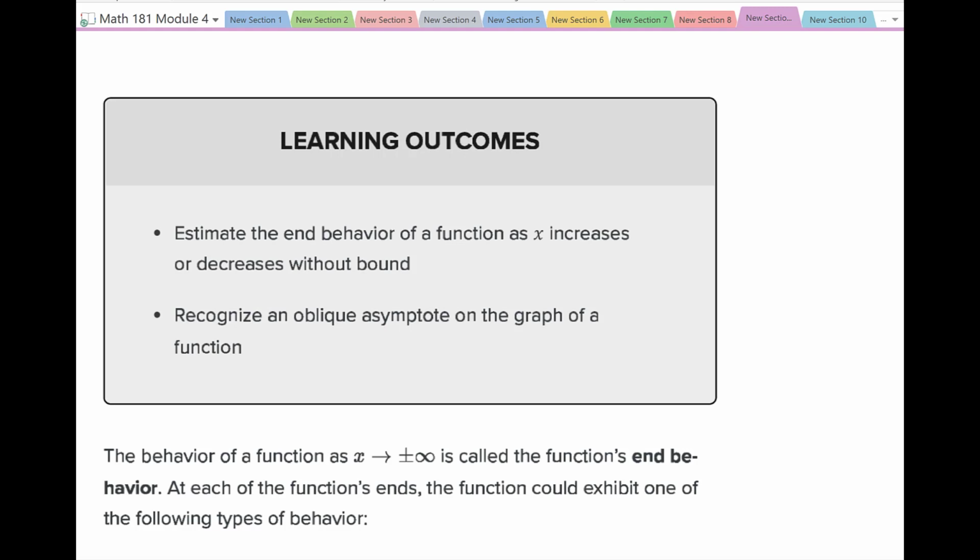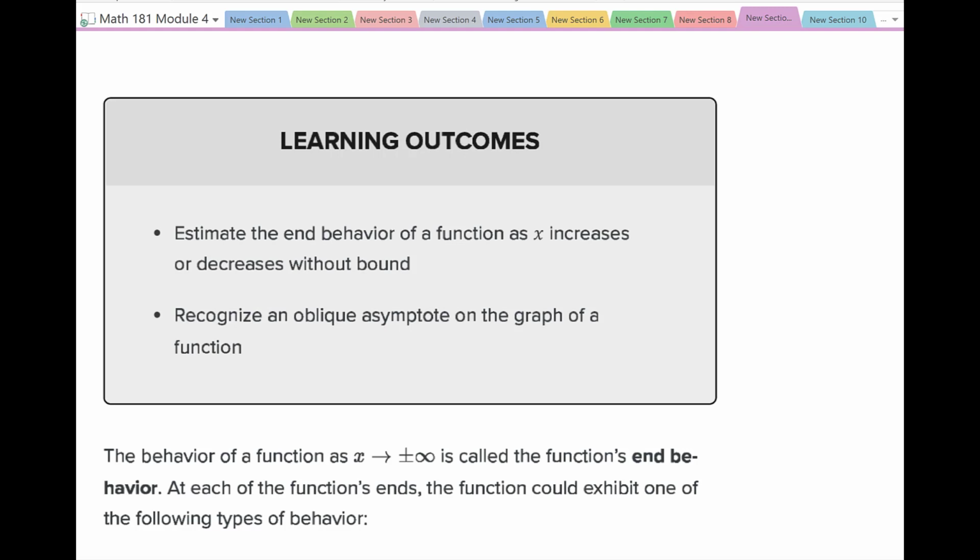So for this lesson, we are going to be discussing end behavior, and it falls in that series of lessons that go into the module, the section for limits at infinity and asymptotes. But end behavior is talking about what the graph is doing as x gets really big or really, really small.